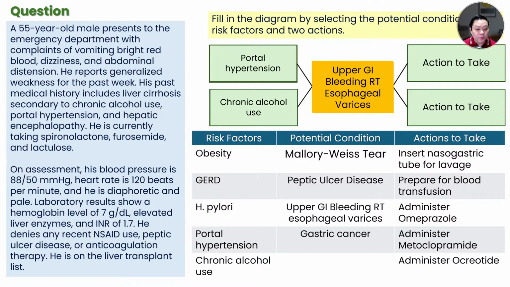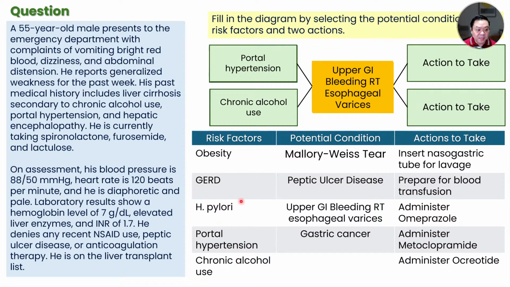Now, why are we not selecting the other options, such as H. pylori? We know that H. pylori is the leading cause of peptic ulcer disease, but it is not related to esophageal varices. And there's no association, as we are looking back into the case scenario. It is not directly associated here.